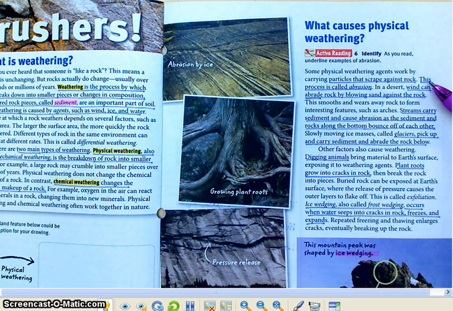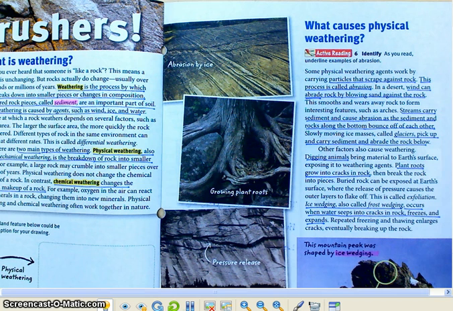We can have particles that scrape against rock. This process is called abrasion. If you've ever heard of somebody having an abrasion, that would be the technical term for a scrape. So it's the same sort of thing, things that are scraping against a rock. That's physical weathering that is known as abrasion.